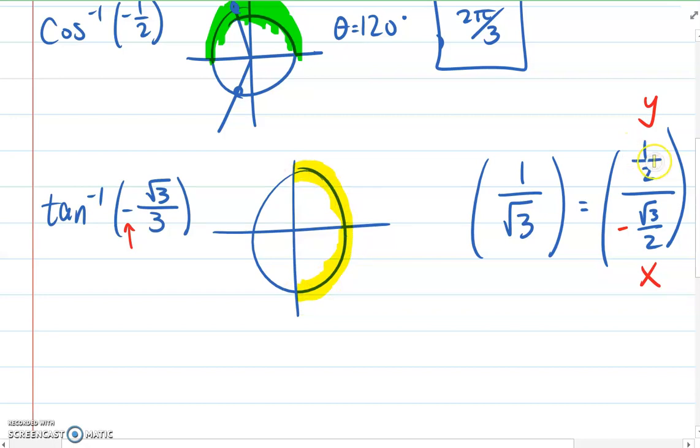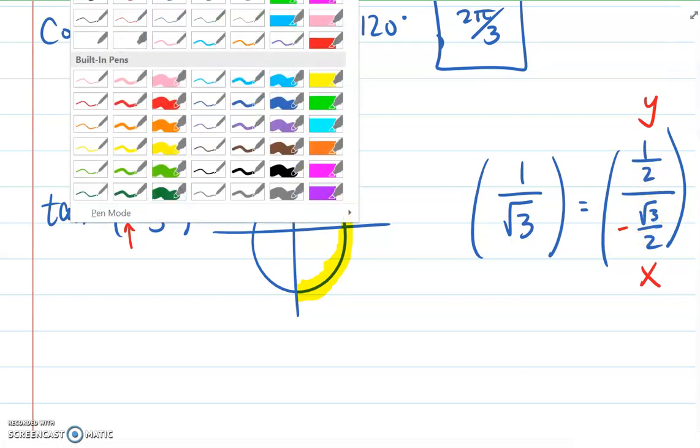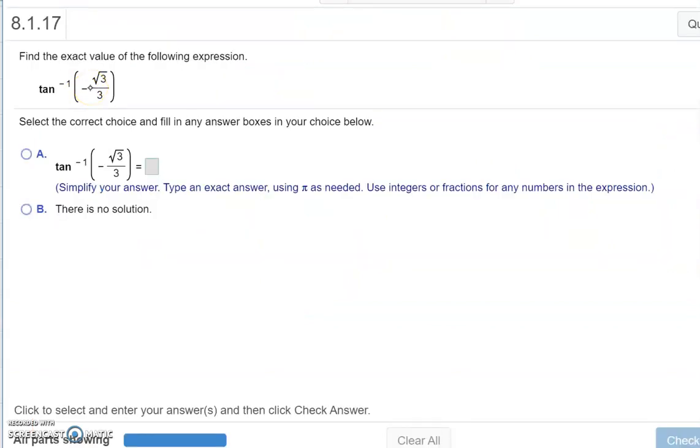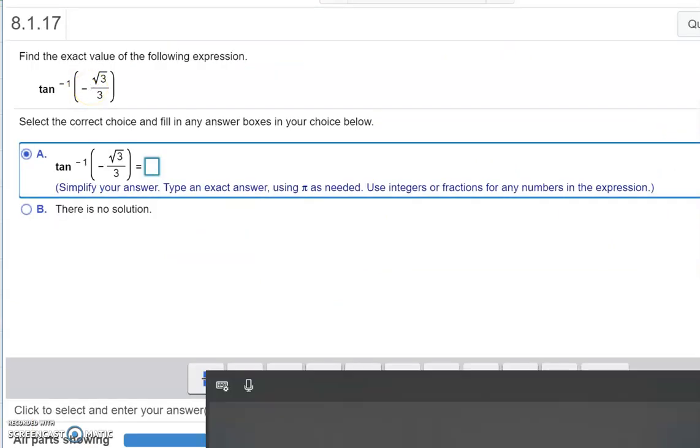So a y value of 1/2 with an x value of negative radical 3 over 2 would have been in this orientation, which is not within our domain restriction, but a y value of negative 1/2 with a positive square root 3 over 2 for the x-coordinate would be in this position. And so that's the angle that we're after. This is 30 degrees below horizontal, or pi over 6 below horizontal. So for this question, I would answer with negative pi over 6 as well.